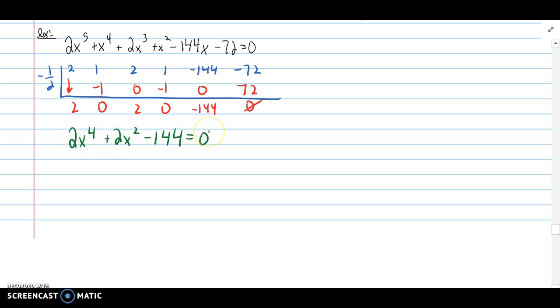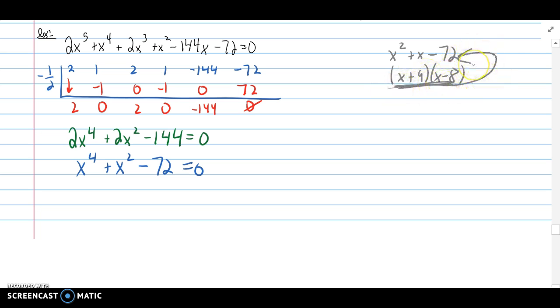I would divide everything by 2 to make it become 1x to the 4th plus 1x squared minus 72 equals 0. And while this isn't necessarily easy, it does look familiar to me. Off to the side here, if it were x squared plus x minus 72, I know I could factor that as x plus 9 times x minus 8. Those numbers multiply to -72. These numbers add up to 1. So this would factor that expression.